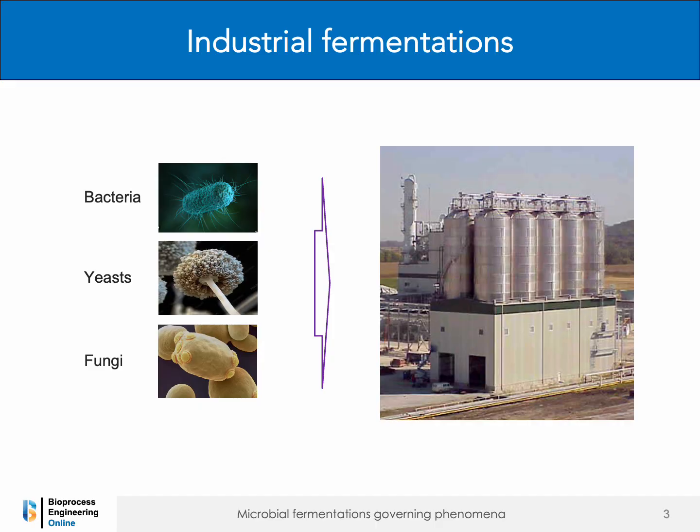Industrial fermentations make use of a wide variety of microorganisms, including bacteria, yeasts, and filamentous fungi, to produce valuable products at scale. These microbial cells are typically cultivated in stirred tank bioreactors, which can range in size from laboratory-scale vessels to industrial fermentors holding several thousand cubic meters of culture volume.